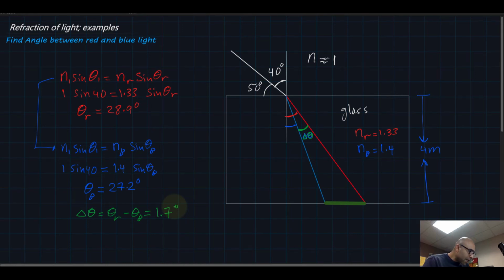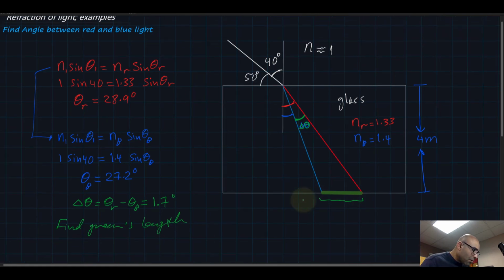Alright, now the second part of this problem is to find the length of this distance. So basically, part B, find the green length. Let's say find the green length here. If we look here, we know that this is 4 meters long. We found this theta for r.